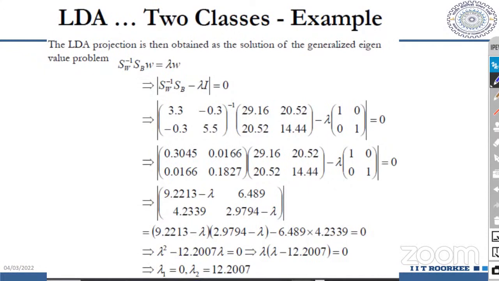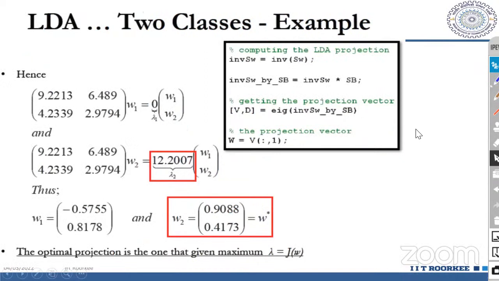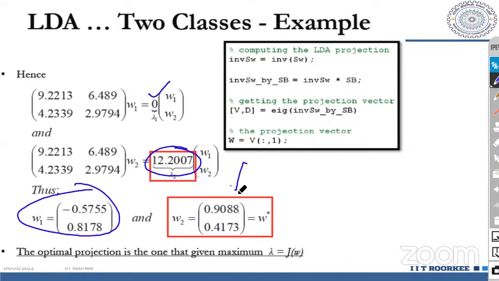Now you find the eigenvectors. 12.2007 is the largest eigenvalue. For the 0 eigenvalue, the corresponding eigenvector is this. For the largest eigenvalue, 12.2007, the eigenvector is this.